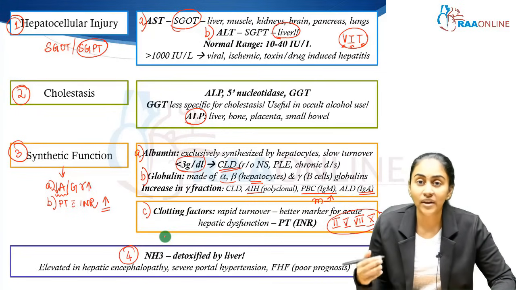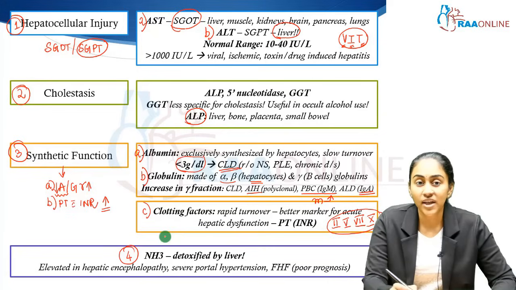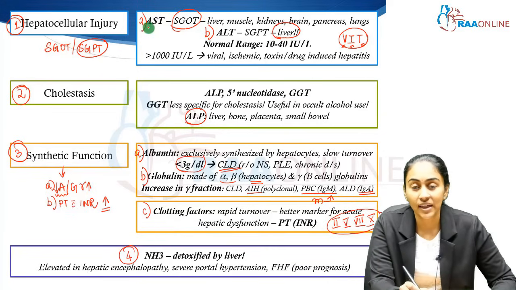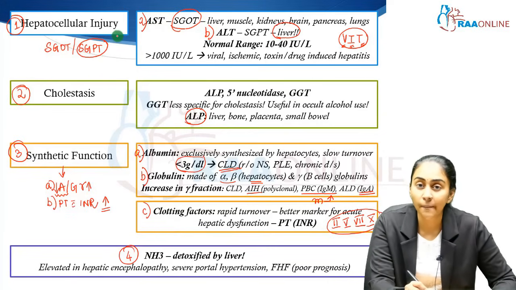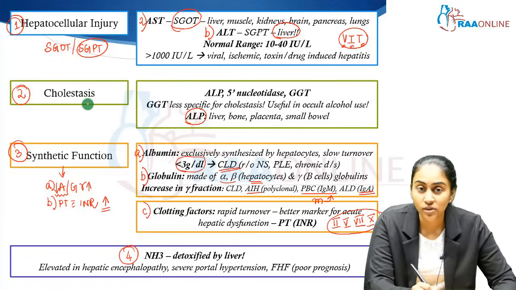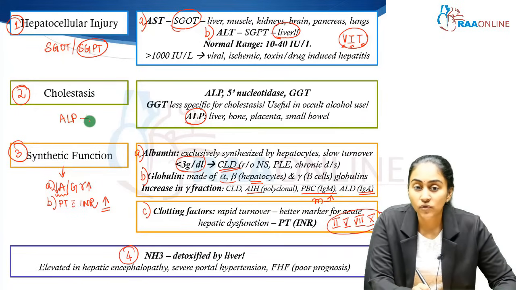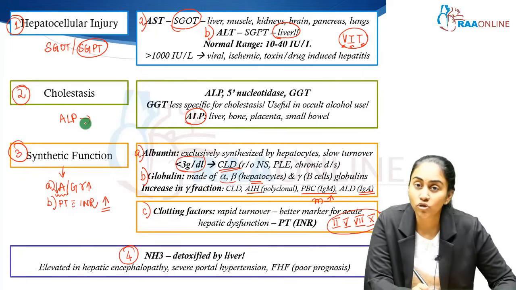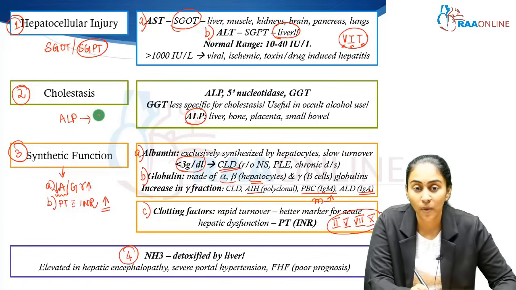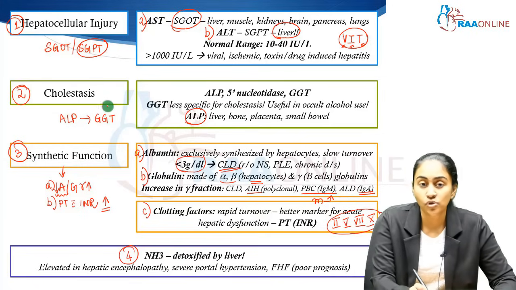Each one is abnormal in different scenarios. So, if there is a predominant elevation in the AST, ALT, you are thinking of a hepatocellular injury. If there is a predominant elevation in alkaline phosphatase, you are thinking of cholestasis. Because the alkaline phosphatase could also be produced by the bone, placenta and the small bowel, this can be supported by an elevation in the GGT also.